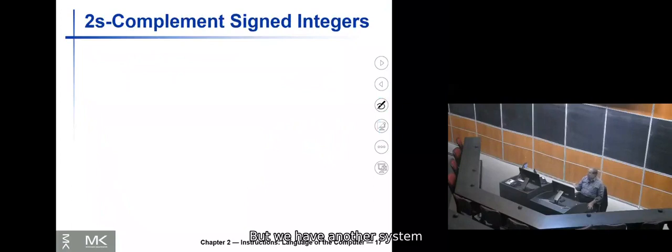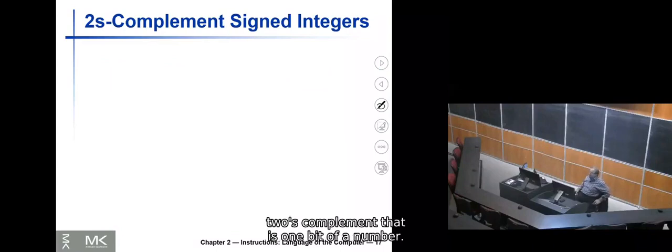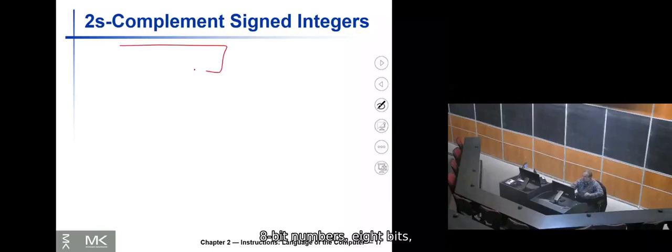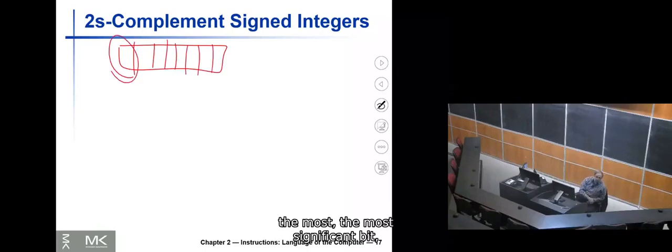But we have another system which we call two's complement. The two's complement system tries to make negative numbers in binary. The first thing that we have to say about two's complement is that one bit of a number is the sign. So if we have, for example, 8-bit numbers, the most significant bit, the leftmost bit, is the sign. If it is 1, it means that this is a negative number, and if this is 0, it means that it is a positive number. So the first thing is that.